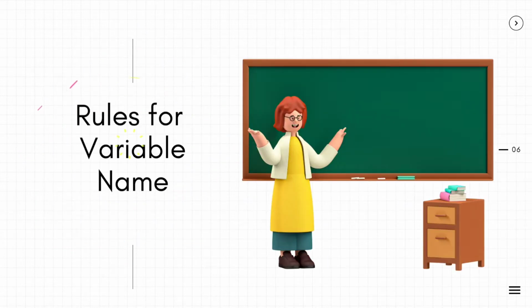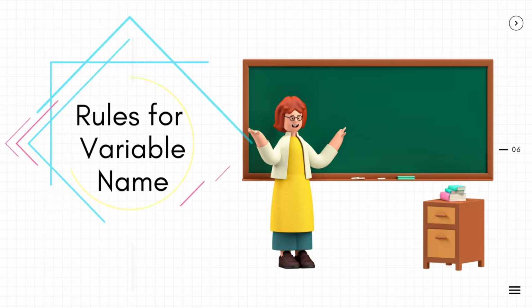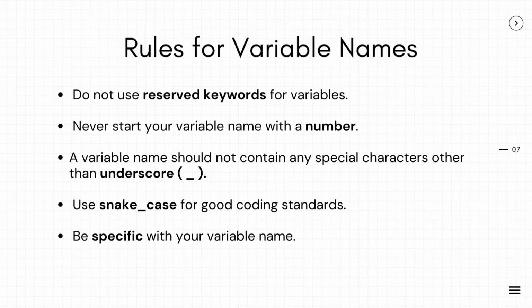So, the next important concept is the rules for variable names. Before defining a variable name, we have certain rules in Python which we need to follow compulsorily, and there are five here. The first important rule is we should not use any reserved keywords for our variables. Python has a bunch of reserved keywords such as if, else, and for. There are a lot of them, and we should not use them as our variable name.